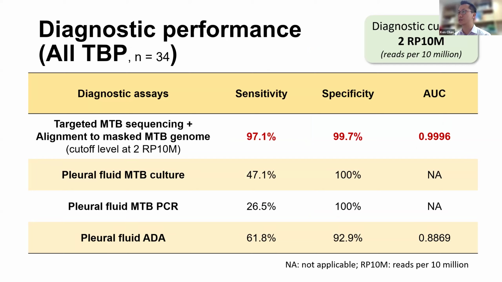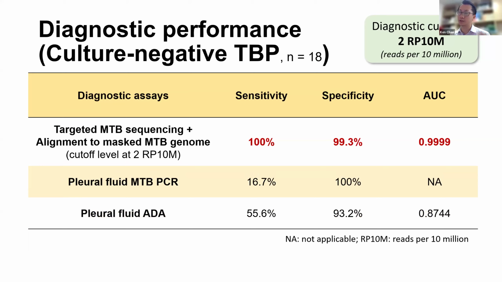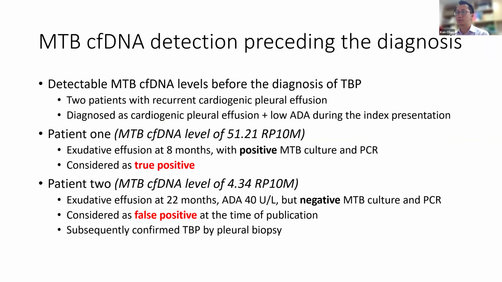The sensitivity of the targeted sequencing was 97%. In the same cohort, the sensitivities for culture, PCR, and ADA were listed here at 47, 26, and 61% respectively. So you may recall that in previous cohorts, in those cases with culture-positive MTB, the sensitivity of those tests was lower. In our cohort, the sensitivity remains at a very high level, while you can see that the sensitivity drops for PCR and ADA. So based on these studies, we have a very high sensitivity for picking up TBP.